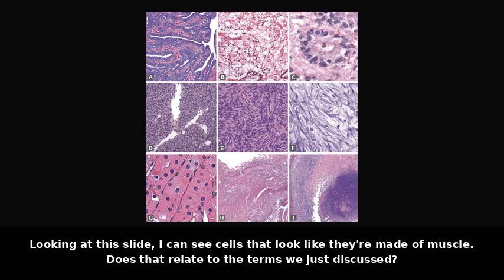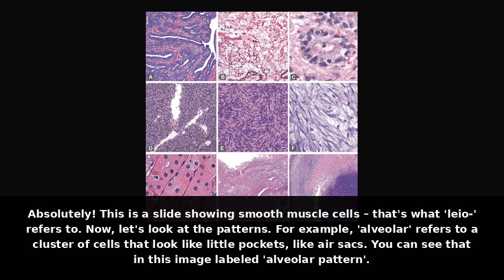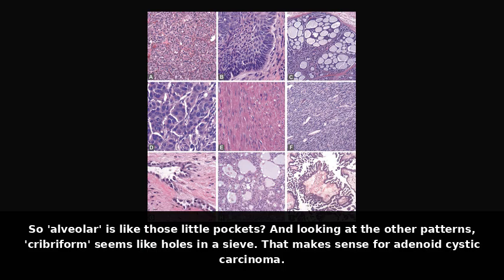Looking at the slide, I can see cells that look like they're made of muscle. Does that relate to the terms we just discussed? Yes, this is a slide showing smooth muscle cells. That's what leio refers to. Now let's look at the patterns. For example, alveolar refers to a cluster of cells that look like little pockets, like air sacs. You can see that in this image labeled alveolar pattern. So alveolar is like those little pockets.